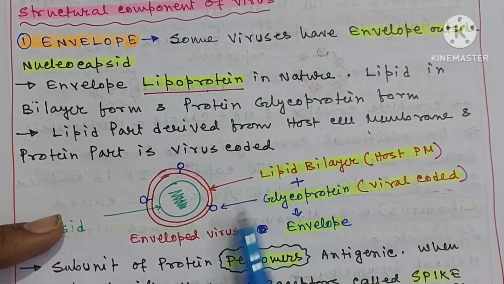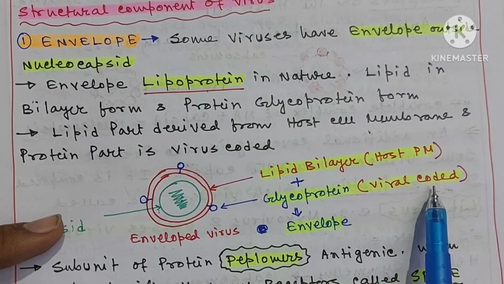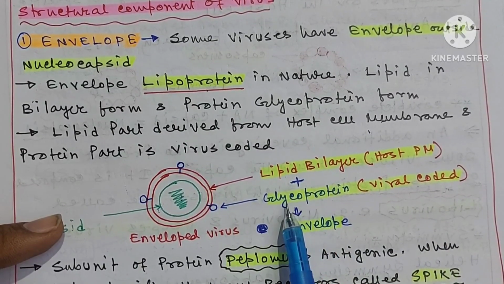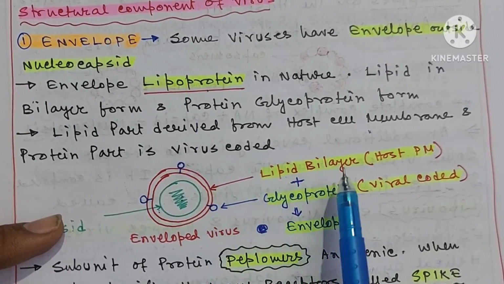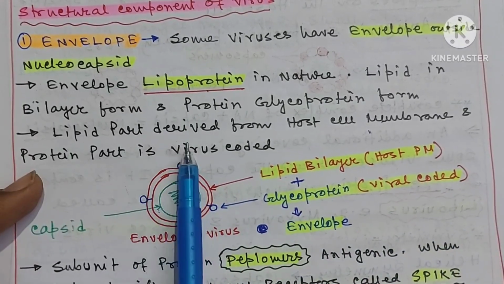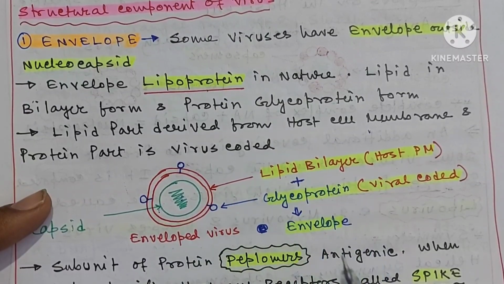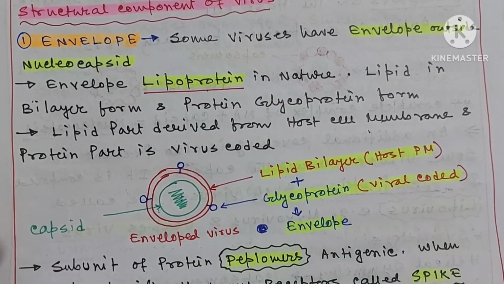In this envelope the glycoproteins are present, which are coded by the virus. So these glycoproteins are formed from the viral genome, but the lipid component is made up of the host plasma membrane. This is very important. The lipid part is derived from the host cell membrane, and the protein is virus coded. So this lipid bilayer and the glycoproteins together form the envelope.